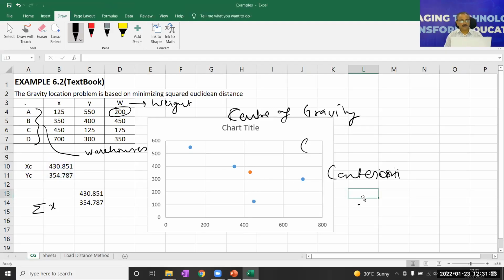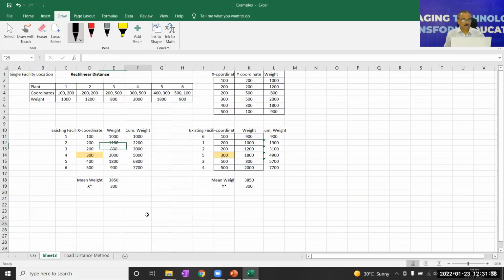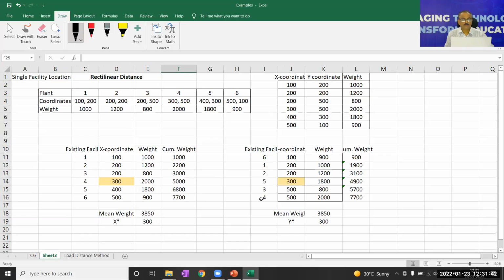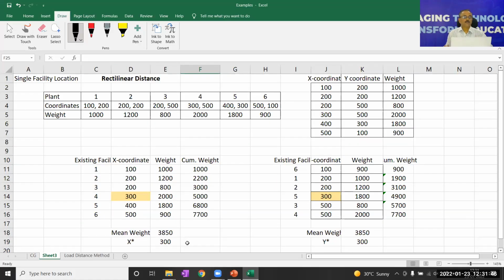So this is the way we can use it for the location of a single facility. So this is based on minimizing the squared Euclidean distance. In some other situation, the movement may be in terms of the rectilinear distance.